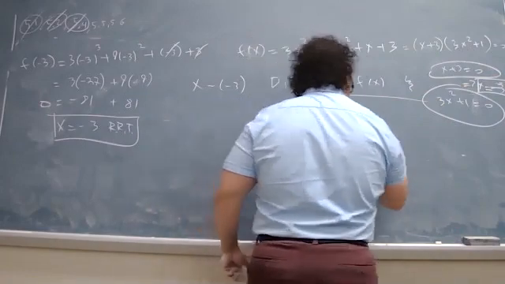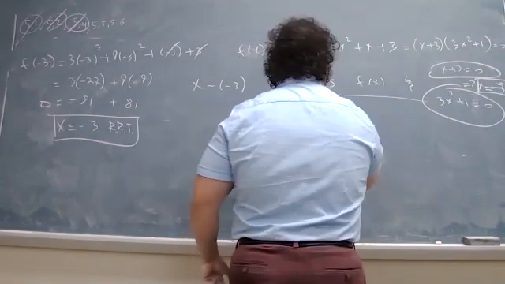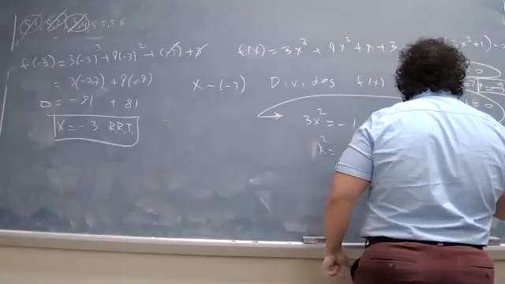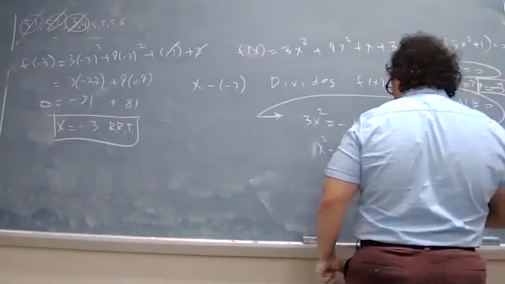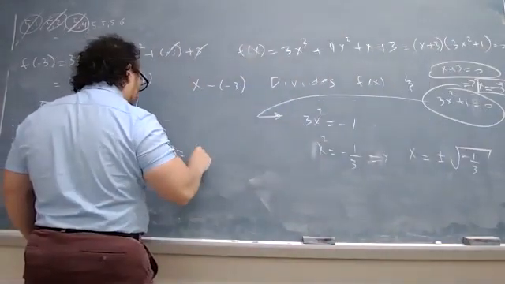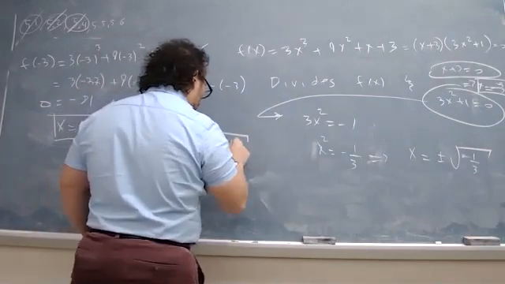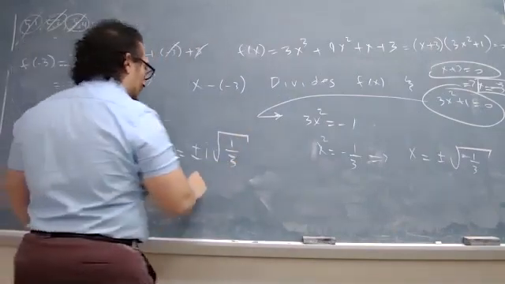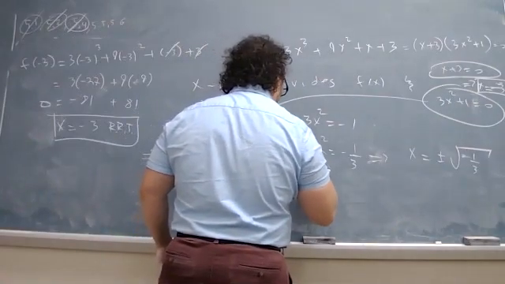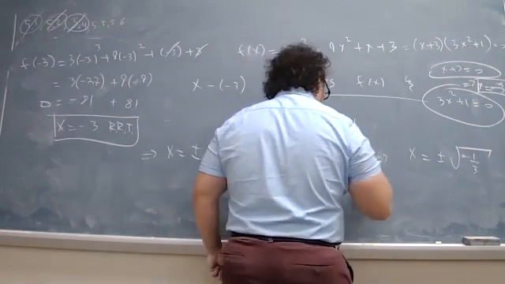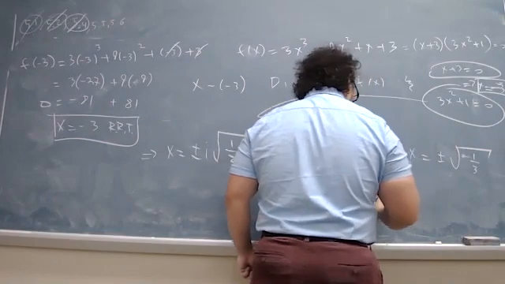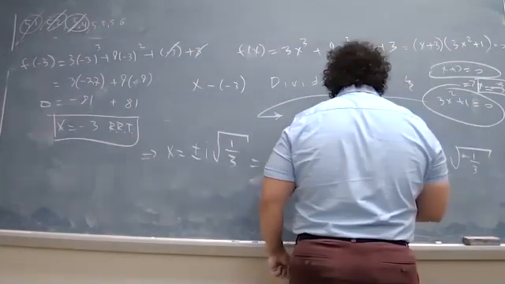And then I take the square root of both sides, and I get x is equal to plus or minus the square root of negative 1/3. And so this means that x is equal to plus or minus i root 1/3, which is the same thing as plus or minus i times 1 over root 3, which is the same thing as plus or minus i root 3 over 3 when you rationalize the denominator, which is equal to your x.